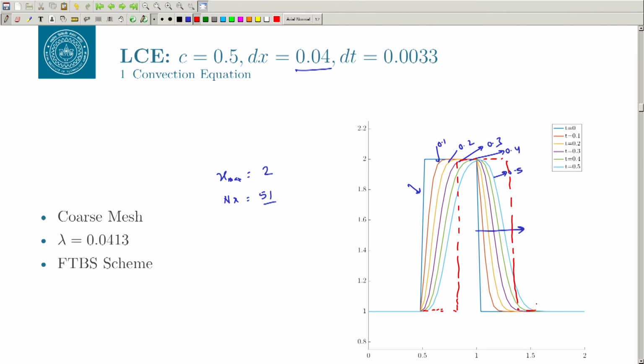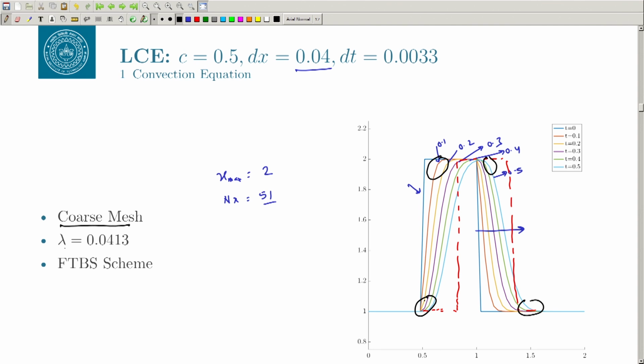So it should basically maintain the shape like this, but you can see that it is getting highly diffused as you decrease the grid size. The sharp corners are gone completely. It is no longer looking like a square wave, but rather like a sine wave, a continuous function. So why did it happen? Because we used a very coarse mesh.